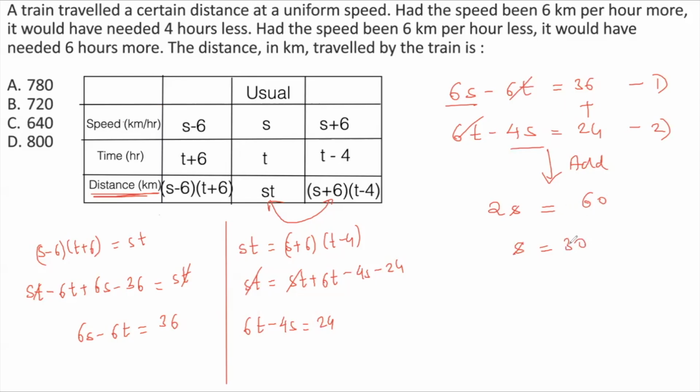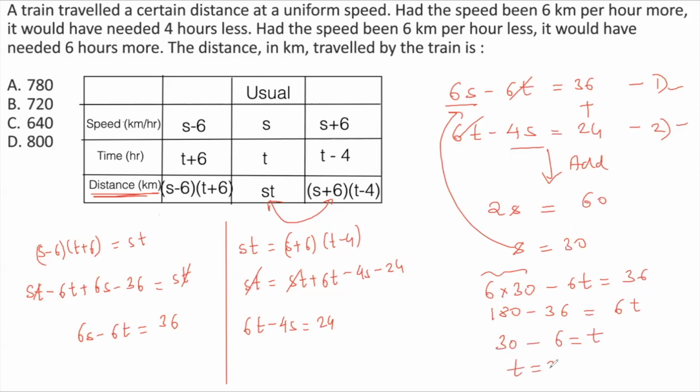And now this value of s, I will substitute in either 1 or 2, any of these two. Let's put it in 1 for the time being. So 6 into 30 minus 6 into t would be 36. So 6 into 30 is 180. Bring the 36 to the left-hand side and 6t to the right-hand side. I will have 180 minus 36 is 6t. Divide throughout by 6.